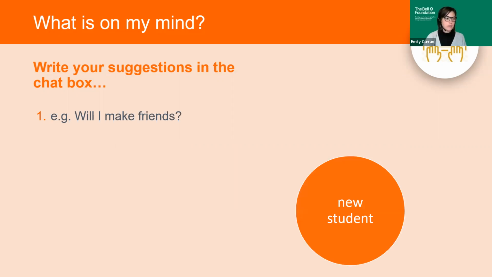So first, we're going to think just about a new student who's arrived from a school elsewhere in the UK. So not migrant or refugee children, just another child elsewhere in the UK. So I'd like you to write in the chat box, if you were that child and you're coming to a new school, what might your worries be?